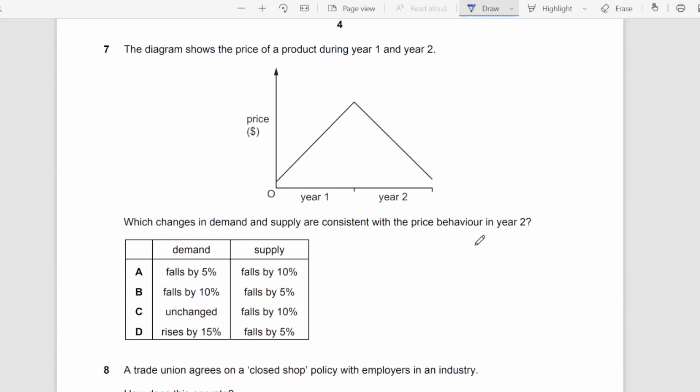The diagram shows the price of a product during year 1 and year 2. So we've got 2 years of data over here. You can see that the price shot up and peaked at the end of year 1. And from the beginning of year 2 onwards, the price started to fall and got back to the exact same level where it was at the beginning of year 1. Do you understand? Which changes in the demand and supply are consistent with the price behavior in year 2?